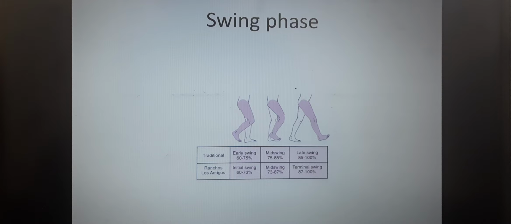Lastly, there is the deceleration phase or late swing phase. It usually occurs after the mid swing phase, when the limb is decelerated in preparation for the heel strike. It means the start of the next gait cycle.